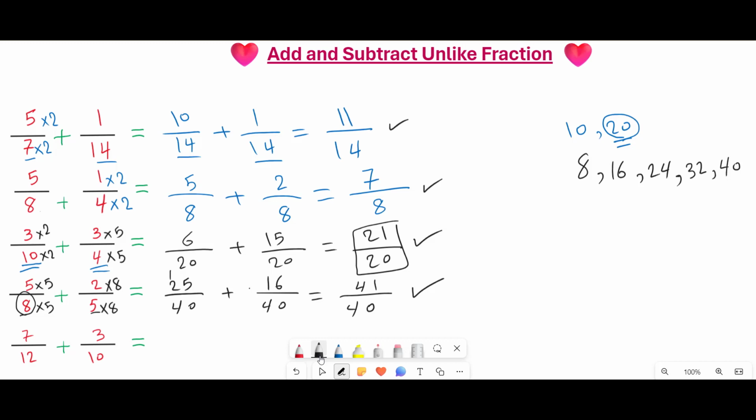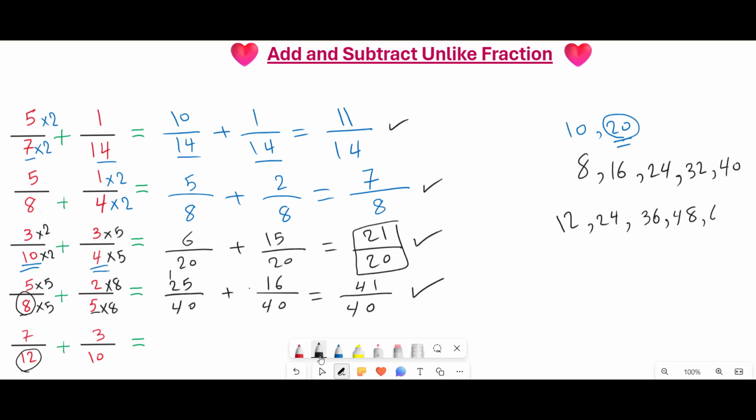7 over 12 plus 3 over 10. How can we do it? Can we make 10 be 12? No. 12 be 10? No. In this case, we take the bigger number and write multiples of 12. 12 times 1 is 12. 12 in table 10? No. 12 times 2, 24. 24 in table 10? No. Okay. 3 times 12? 36. In table 10? No. 4 times 12? 48. In table 10? No.